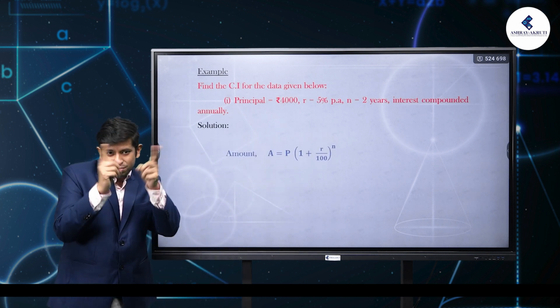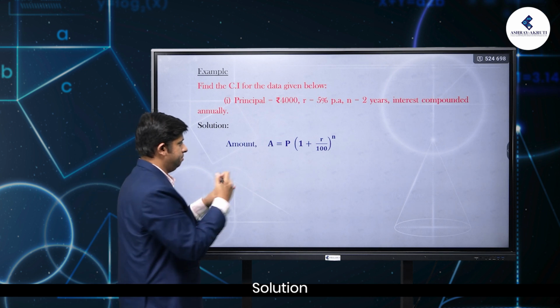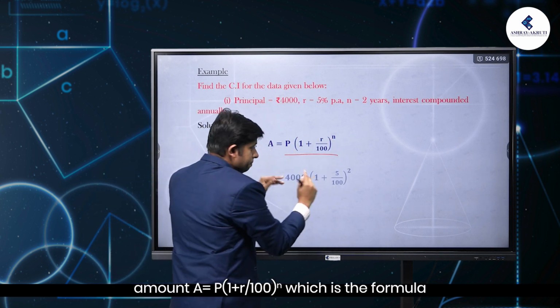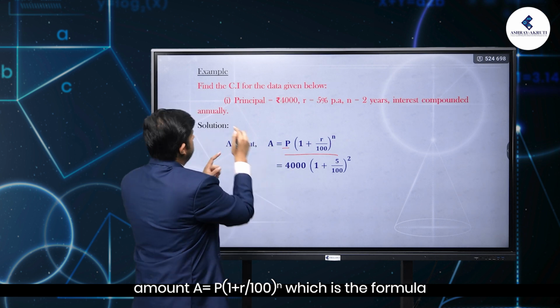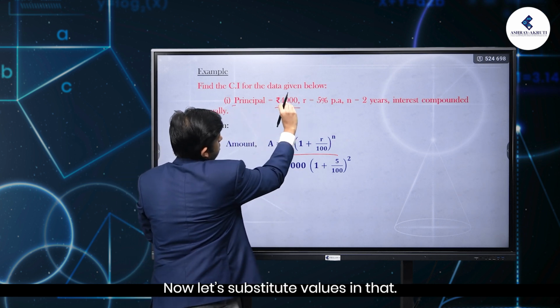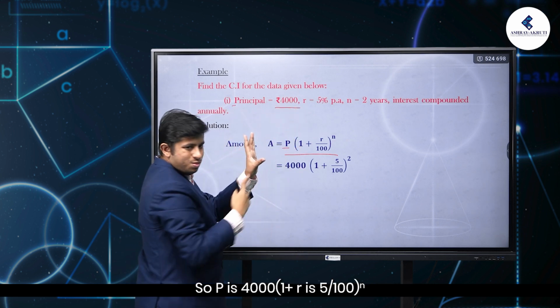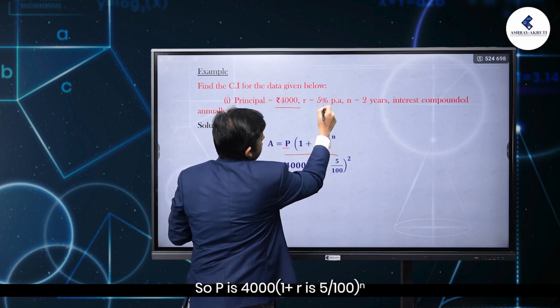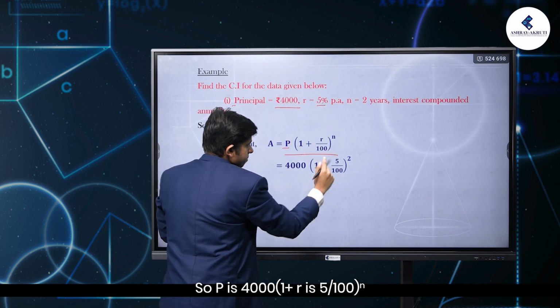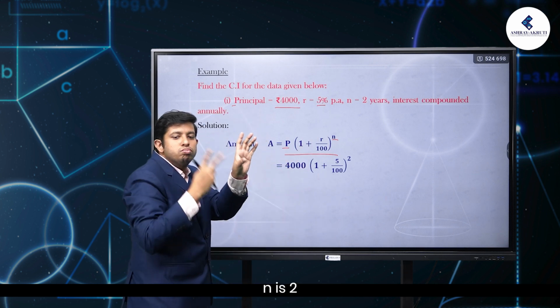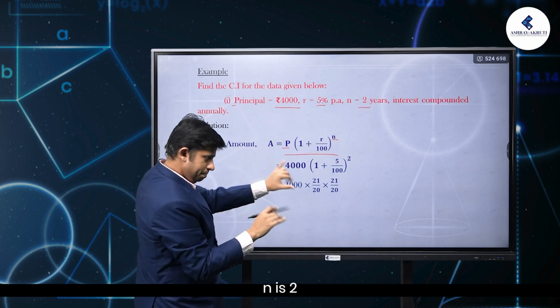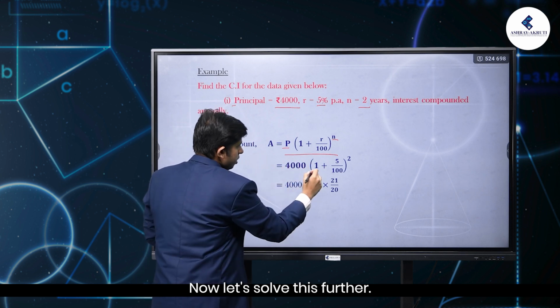Solution. Amount A is equal to P of 1 plus R by 100 whole to the power of N, which is the formula. Now let's substitute the values in that. So P is 4,000 of 1 plus R is 5 by 100 whole to the power of N is 2. Now let's solve this further.